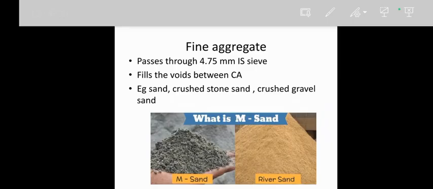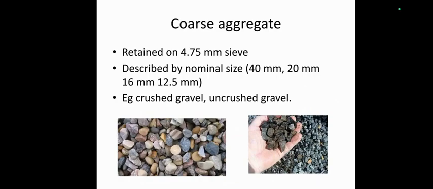Normally the sand, and M sand will come under this classification. Nowadays, due to the shortage of river sand, we are going for M sand, which is nothing but a manufactured sand, produced by a process of crushed stone dust. Next we will see about coarse aggregate.